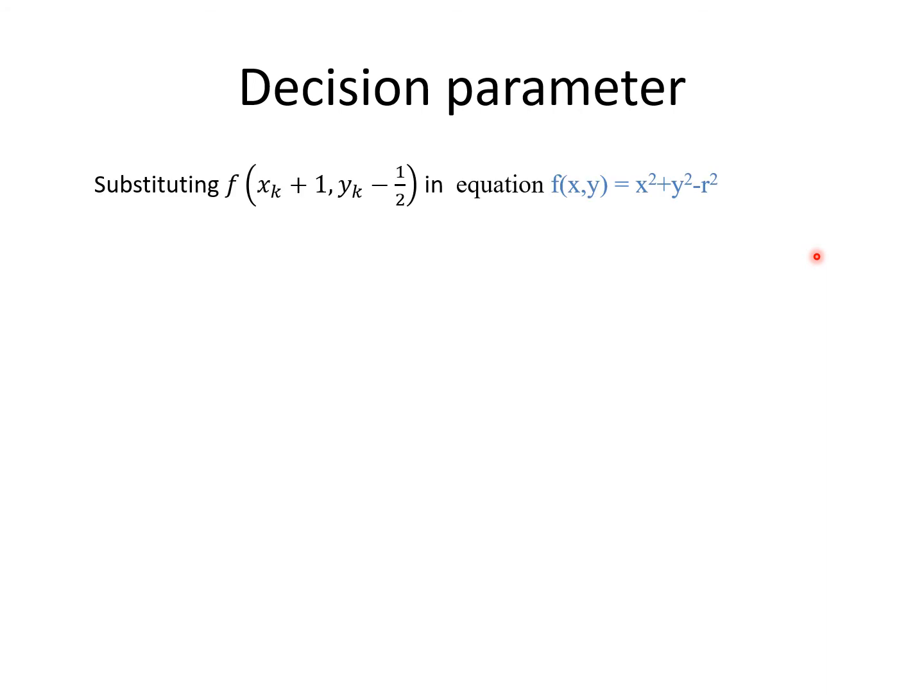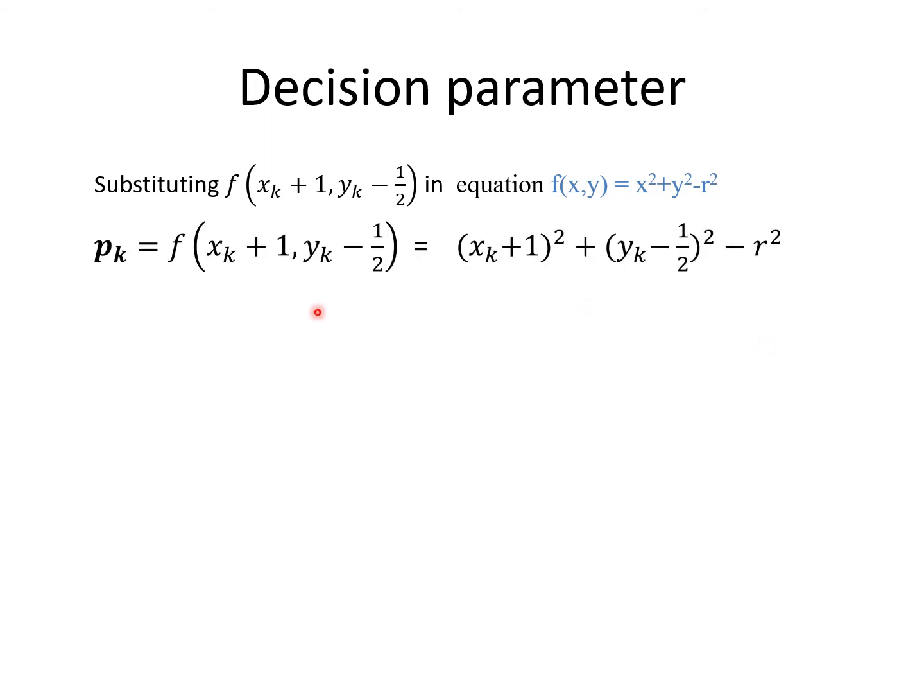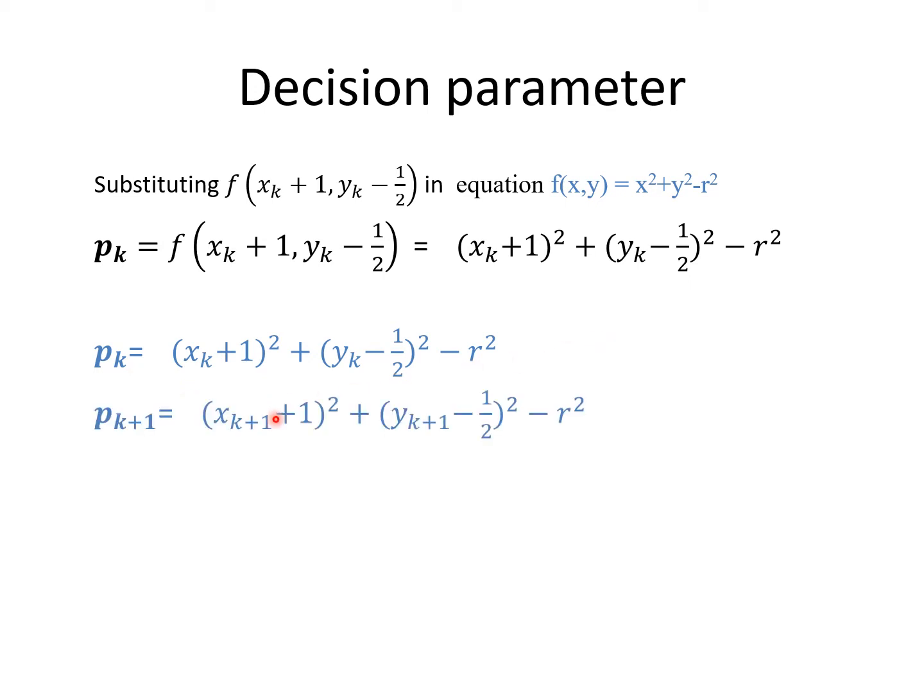So how do we obtain the decision parameter mathematically? Let us see. We take this function f(x, y) and substitute the midpoint values in it, where the function is x square plus y square minus r square. This becomes our current decision parameter pk, and we substitute the values of the midpoint in this equation and obtain this form. Similarly, we expand these values and get xk plus 1 whole square, plus yk minus half whole square, minus r square. For the next decision parameter, we increment the subscripts of x and y, and this is the equation.